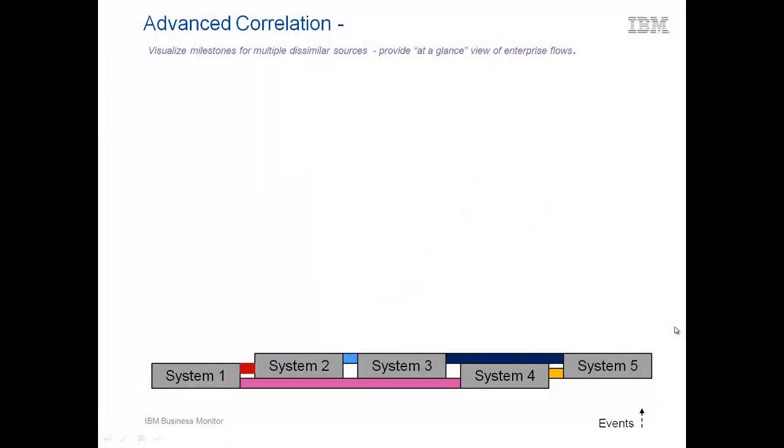In this demonstration of Business Monitor, we're focusing on advanced correlation and the use of the global monitoring context. These are used when you have multiple dissimilar systems that are communicating with each other, and yet you have no overall view of that interaction. This is similar to a business process, but there is, in this case, no single engine like business process management that is governing and orchestrating that interaction between these systems.